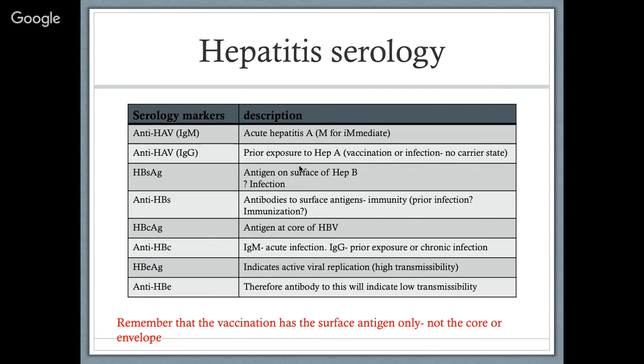Surface antigen can indicate infection but can also indicate immunisation. Core antigen is when you get the IgM and the IgG. Again, think of it similarly. IgM is immediate. IgG means it's been there for a bit longer.